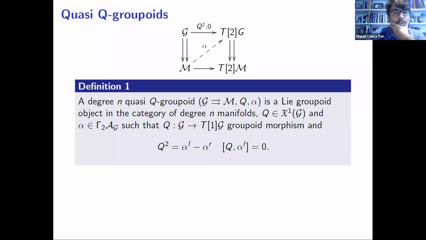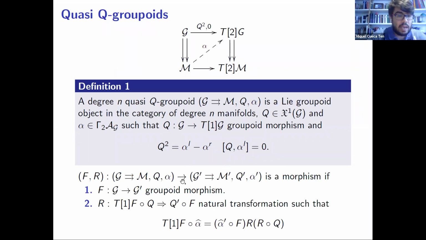So, the second thing that I want to mention, because it will be important, is that we can also define, or we need to define, what are morphisms between quasi-Q groupoids. And they are pairs of things. One is just a groupoid morphism. So this is just a graded manifold morphism between the groupoids. And then I have this R that is a natural transformation between these two functors, satisfying some higher compatibility with the alphas.